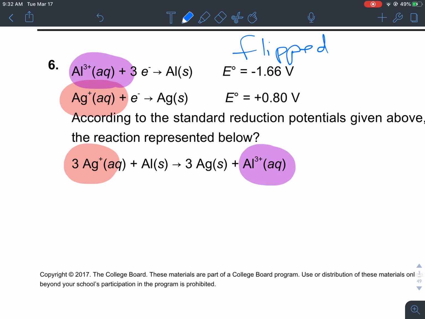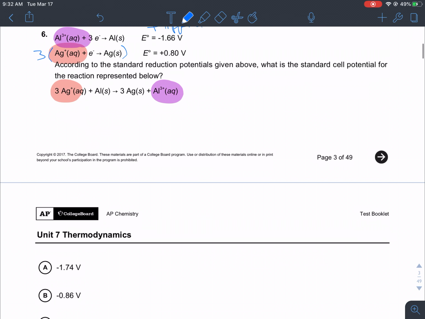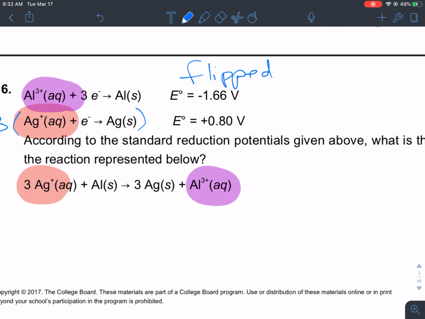Okay. They flipped the top one and they multiplied the second one by 3. Now, I'm here to tell you that multiplying by 3 does nothing. It does nothing to E cell. I know it did something to delta H. I know it does something to K. It does nothing to E cell. So here we go.